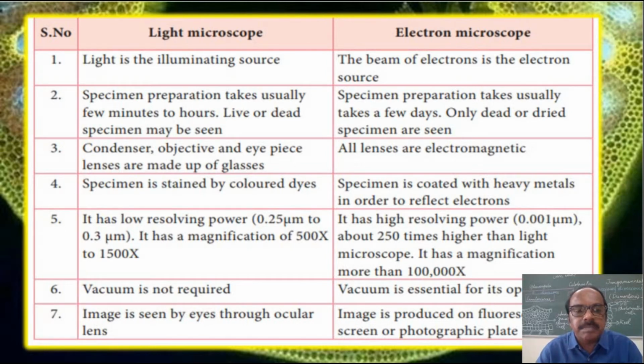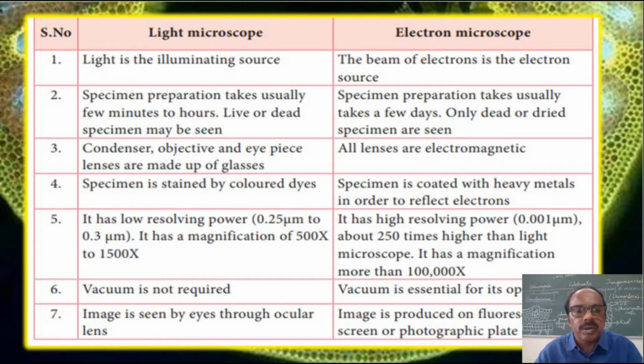Condenser in case of a light microscope is there, which will condense the amount of light, and objective and eyepiece lenses are made up of glass. Whereas in case of electron microscopes, all lenses are electromagnetic. And in case of a light microscope, specimen is stained by using some colored dyes. Whereas in case of an electron microscope, specimen is coated with heavy metals in order to reflect the electrons.